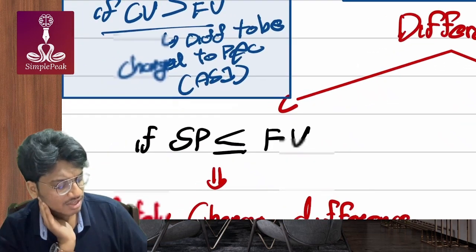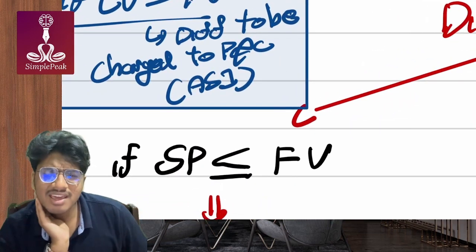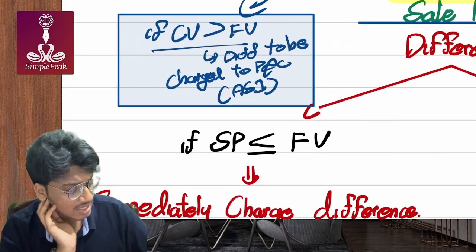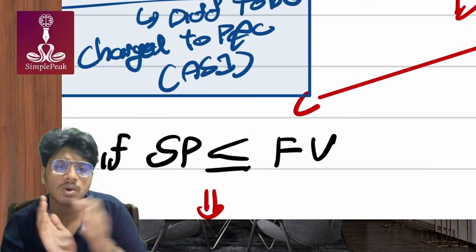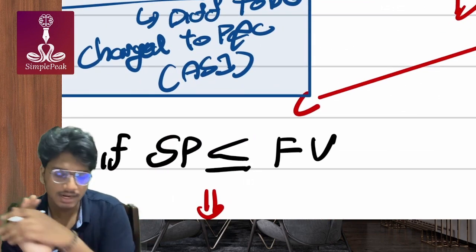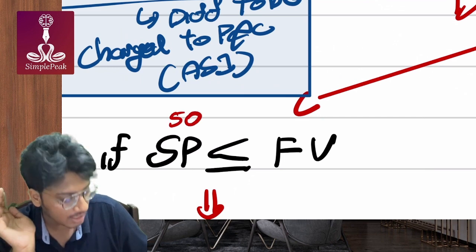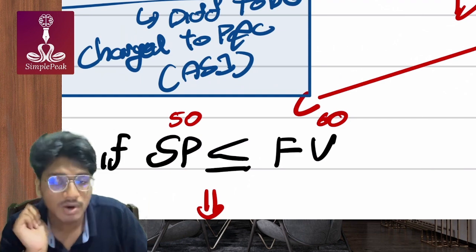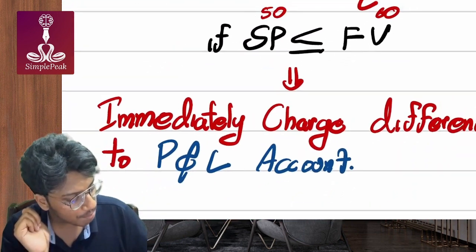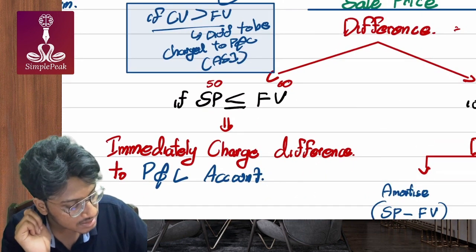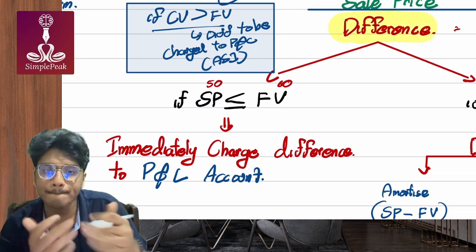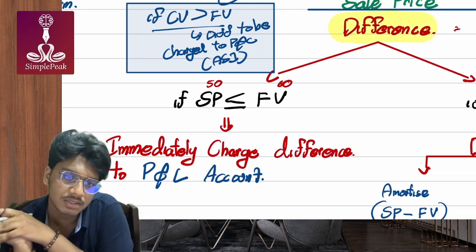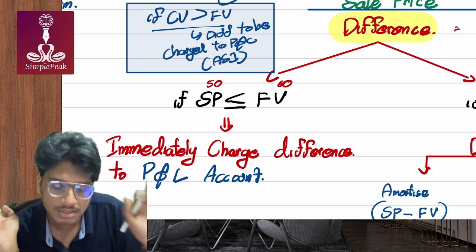The first thing you need to check is whether the sale price is less than or equal to fair value. If the sale price is coming as 50 and the fair value is like 60, and this case is satisfied, what you need to do is immediately charge such difference to the P&L account. That's what it said. Immediately charge.